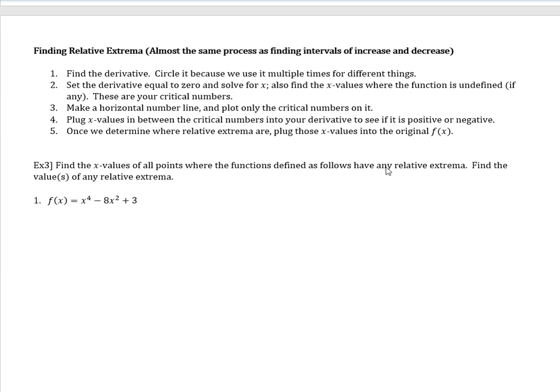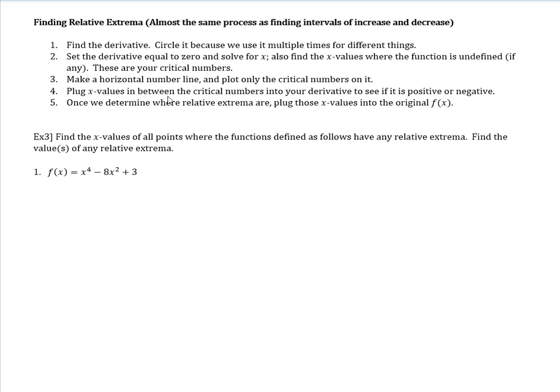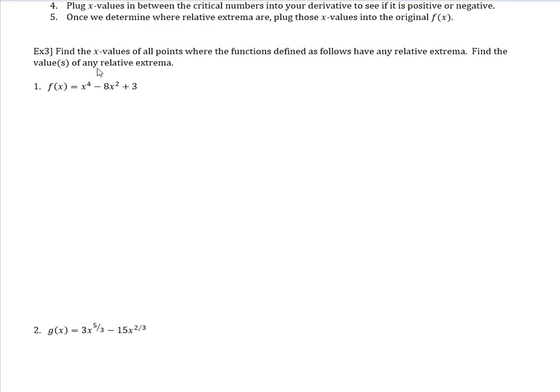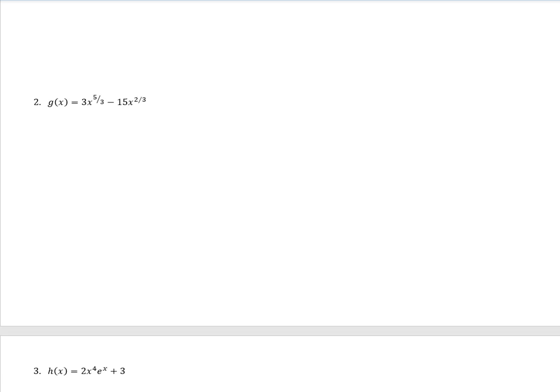I added this step 5 to the document, so it should already be there for you from even before this video. But I just wanted to add it, and we will still follow this process when doing any of these types of problems. We will find the x values of all points where the functions defined as follows have any relative extrema, and then we'll find the values of any relative extrema.